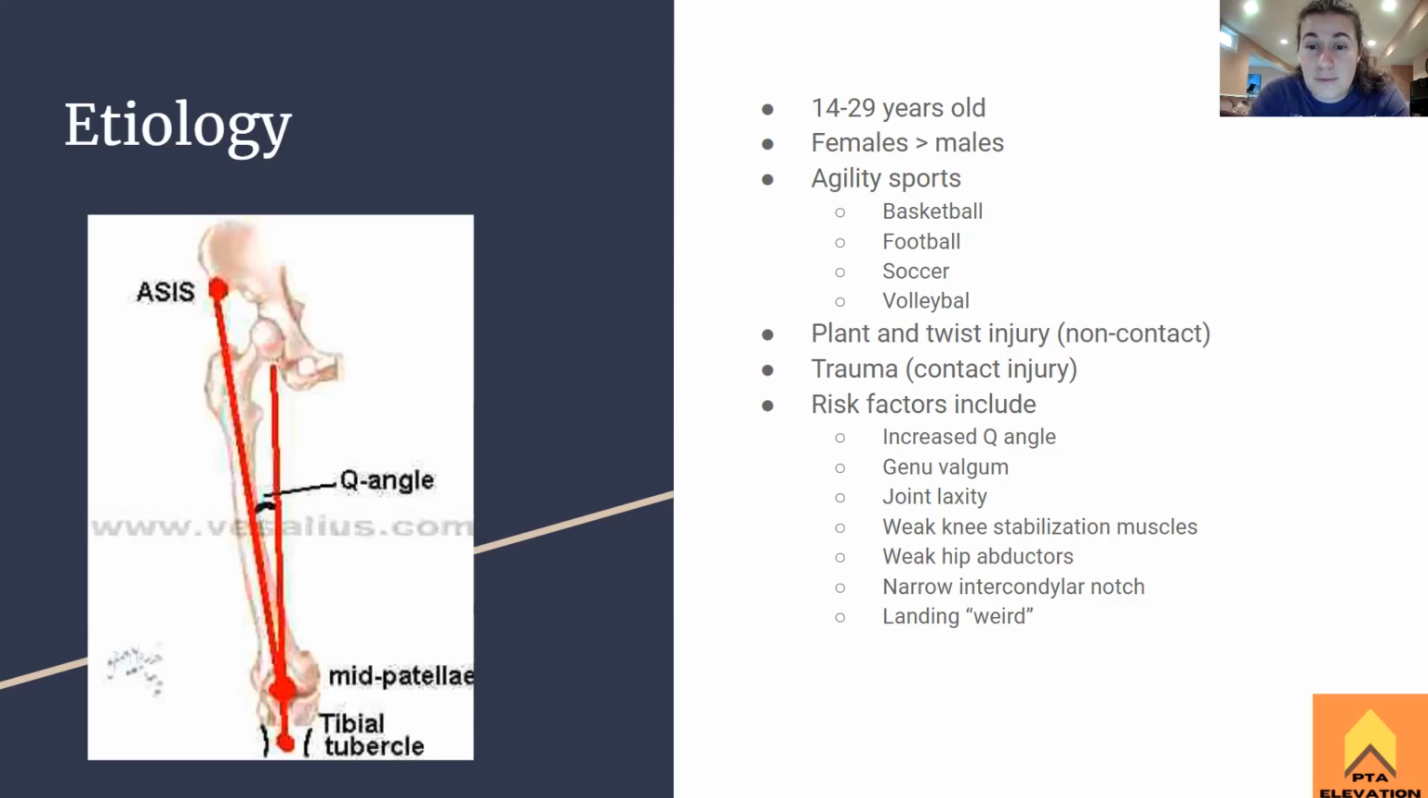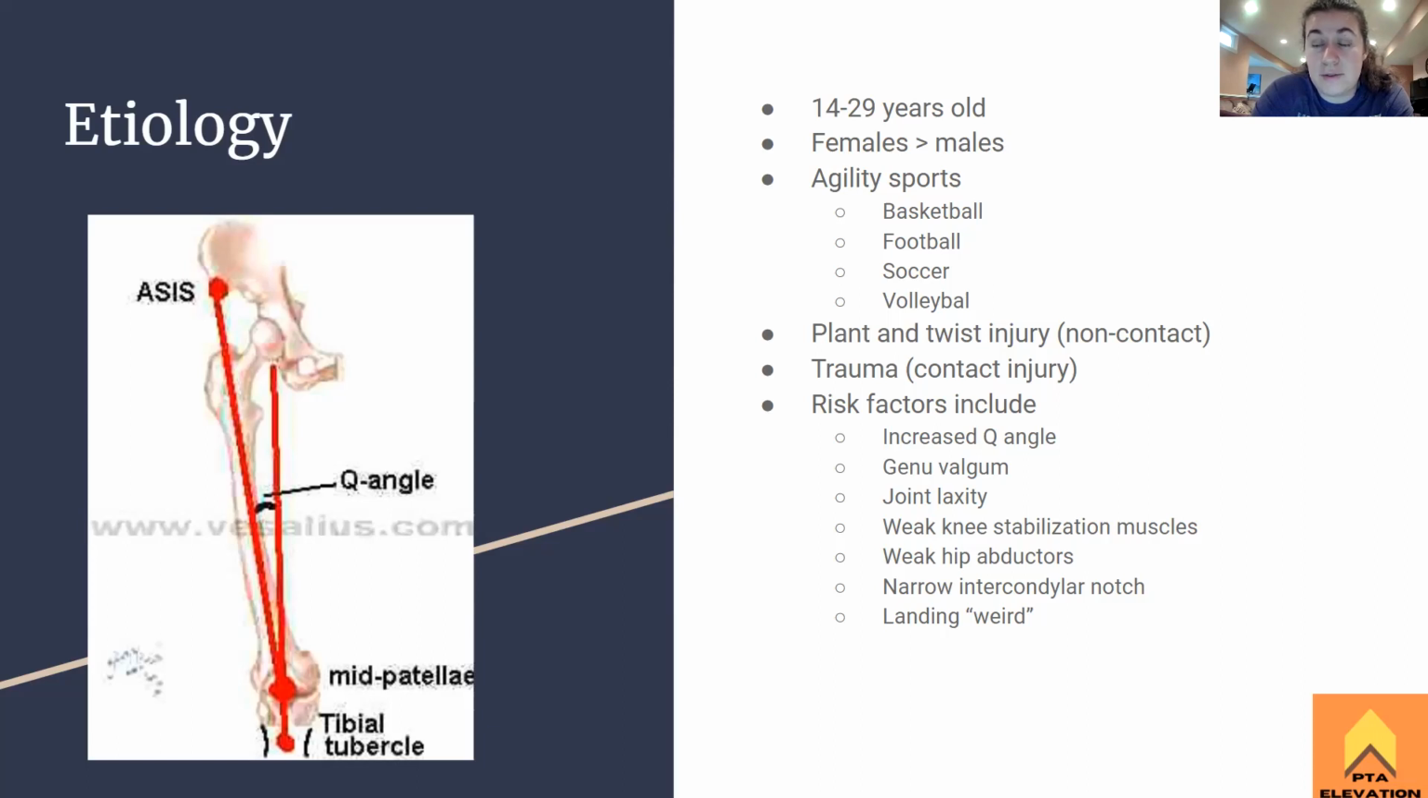Other risk factors, as I said before, are increased Q angle, which would cause increased genu valgum at the knee. Remember, valgum is knocked knees. Increased joint laxity in general. If the joint stretches more, if the ligaments stretch more, we're seeing that the tibia might get anteriorly translated out of place. That's why we would see an ACL injury with that. If your knee stabilizers are weak, you're putting your knee more at risk to start sliding out of place, which could be sliding forward, which would mean an ACL tear. So be careful with that. Also any sort of weak hip abductors, because that would cause an increased genu valgum at the knee.